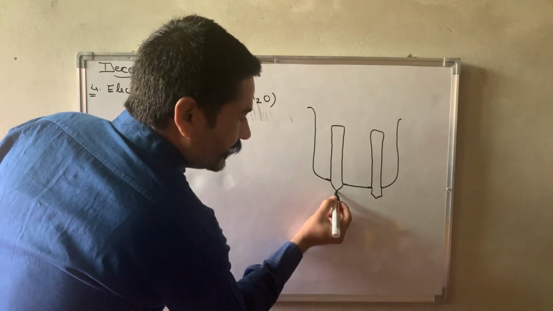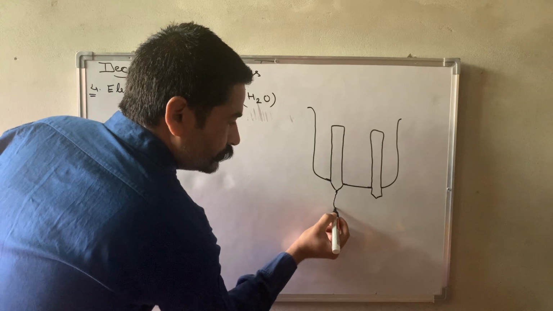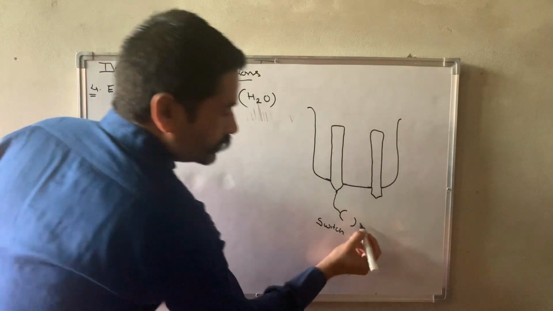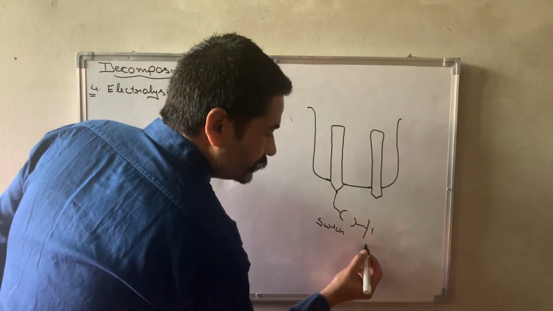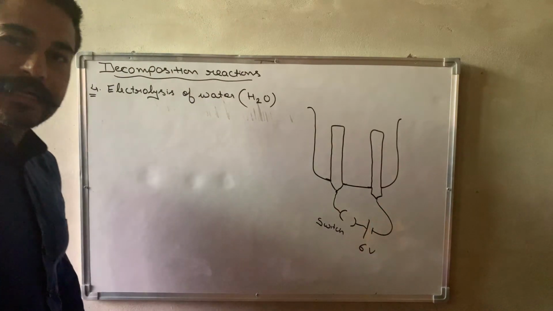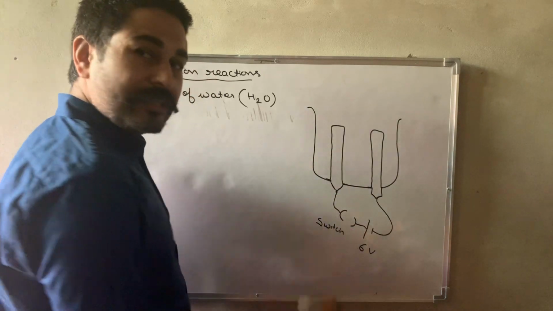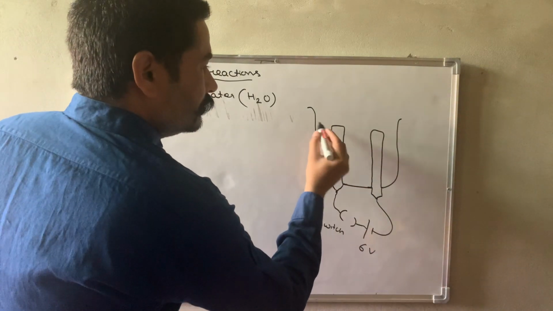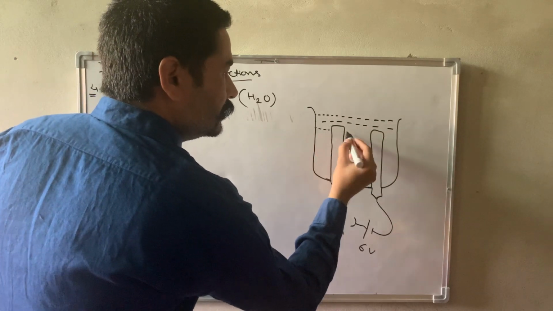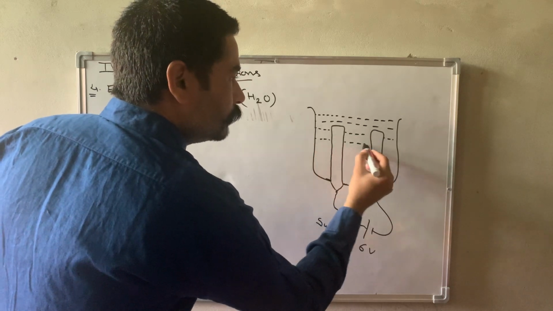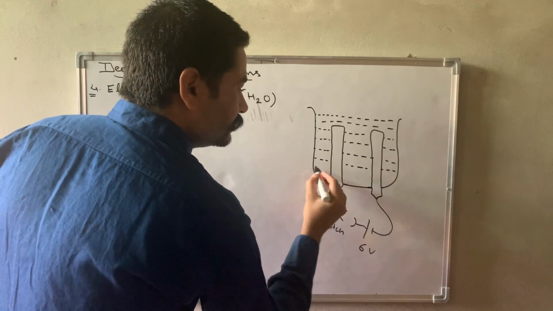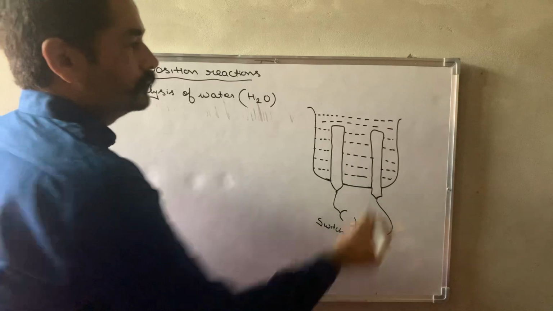Now what you have to do? Connect one electrode through the switch, this is the switch, to the battery. It could be a 6-volt battery. Okay, then connect the other terminal to the second electrode. These are carbon electrodes, so good conductors of electricity. Now fill the water into the beaker such that both electrodes are completely immersed into the water.